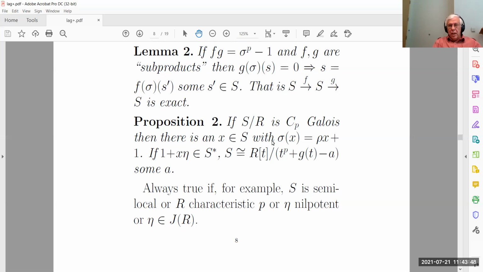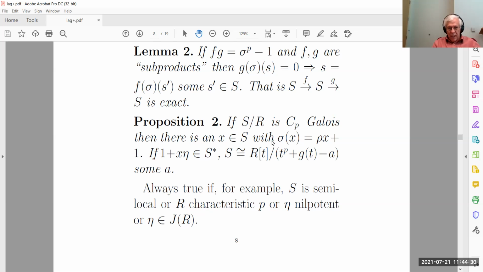Basically, we're talking about the group ring over the cyclotomic ring, so R[t] mod t to the p minus 1, or R[sigma] mod sigma to the p minus 1. If sigma to the p minus 1 factors as f times g, then you always have in a Galois extension that if g(sigma) of s is 0, then s is f(sigma) of some s prime. Another way to say that is that the sequence is exact. The proof is obvious if you have a normal basis, and after a faithfully flat extension, you have a normal basis.